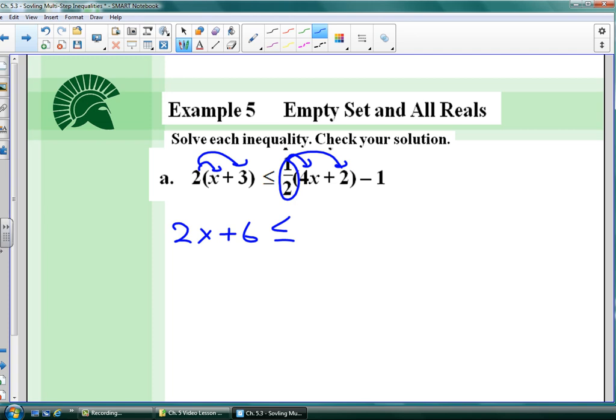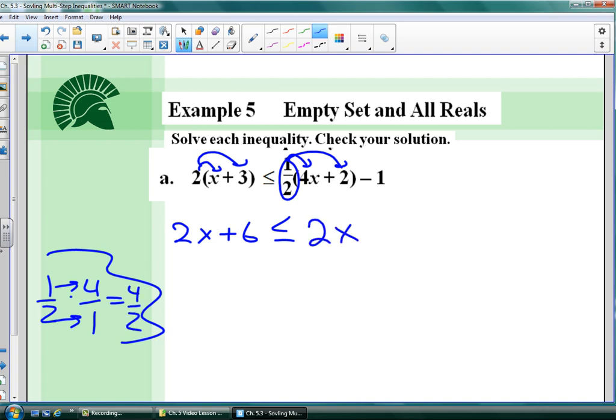So I have 1/2 times 4, which gives me 2. Just a little sidebar. 1/2 times a whole number 4. I put a 1 underneath and I multiply straight across. So I get 4 over 2, which gives me the 2 that I just said. 2 times 1/2 is going to give me positive 1 because they're both positive. And the minus 1 is still on the outside. It wasn't touched by anything. What I'm going to do now is combine all my like terms. So I get 2x plus 6 is less than or equal to 2x by itself because these two cancel.